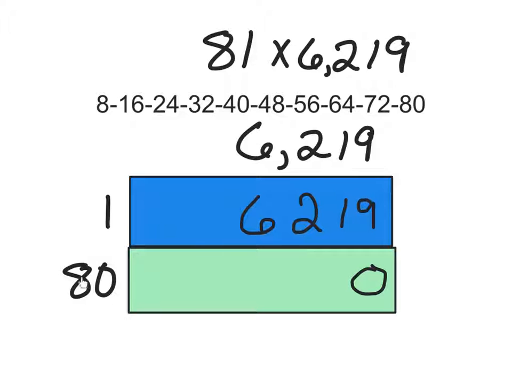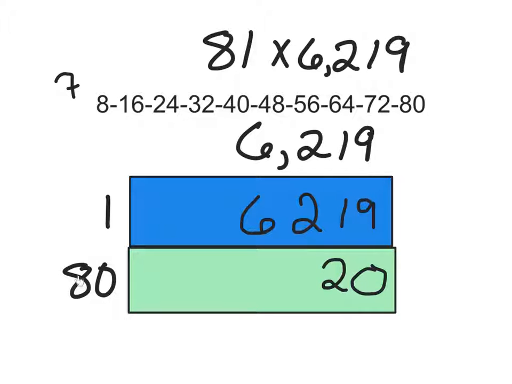Now I'll move along, and I've got 8 times 9. I got 1, 2, 3, 4, 5, 6, 7, 8, and 9 is going to give me 72. I'll drop my 2 and carry my 7. Drop that 2, carry that 7, and move along.